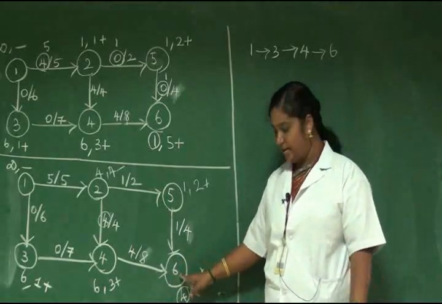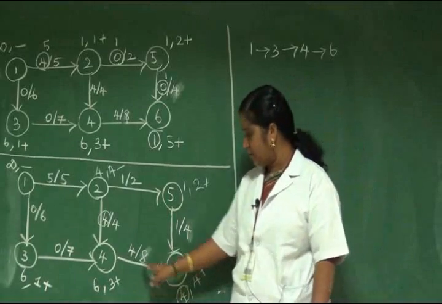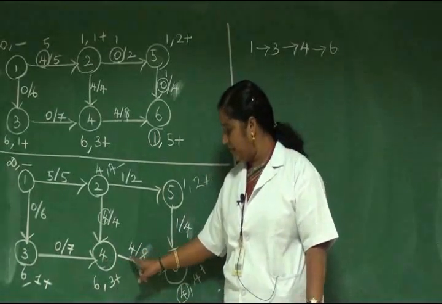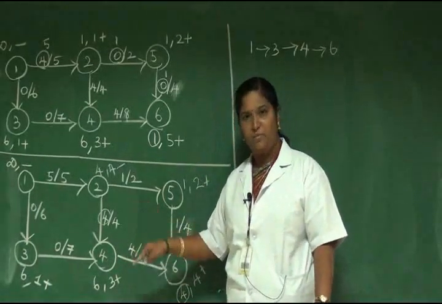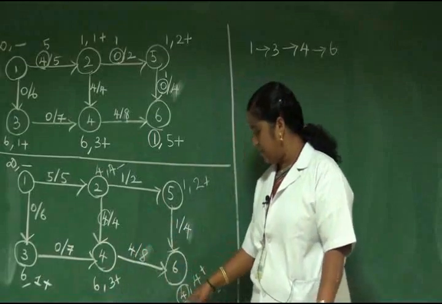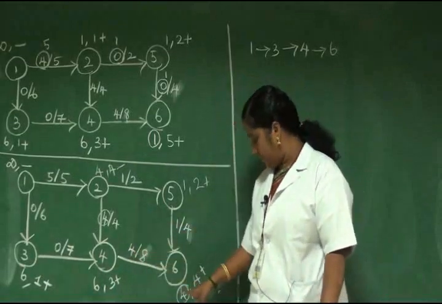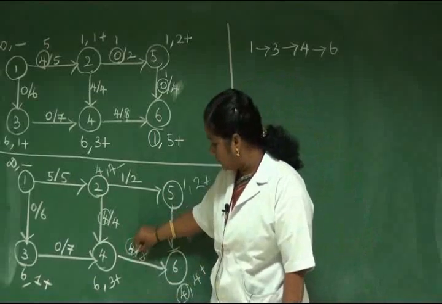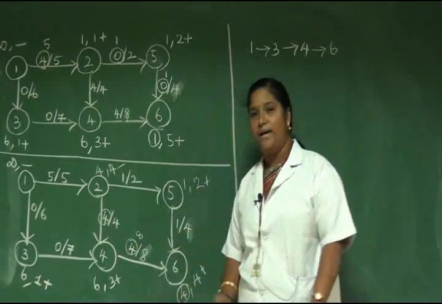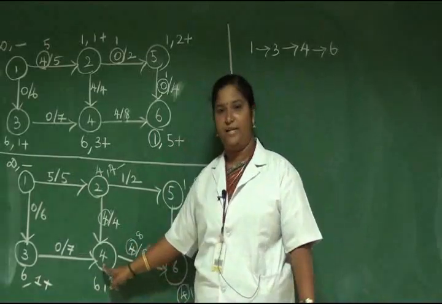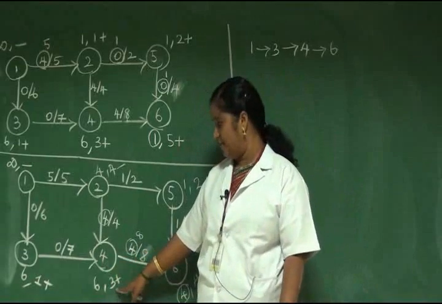The second label of vertex 6 is 4 plus. So from 6 you have to go to 4, and here the flow value is 4. It is the previous value. It has to be increased by this 4. So 4 plus 4 becomes 8. So this 4 has been changed to 8. Now this is your current vertex, and here the second label is 3 plus.